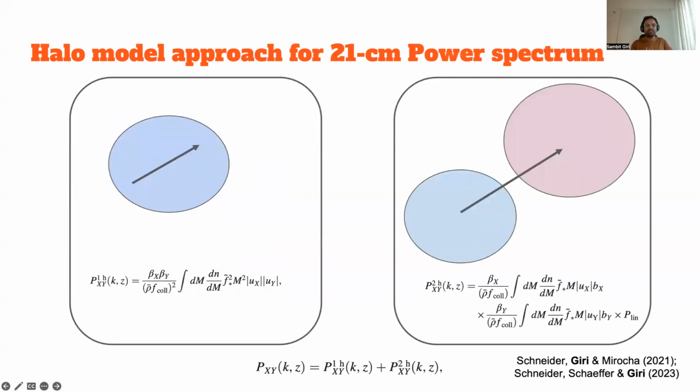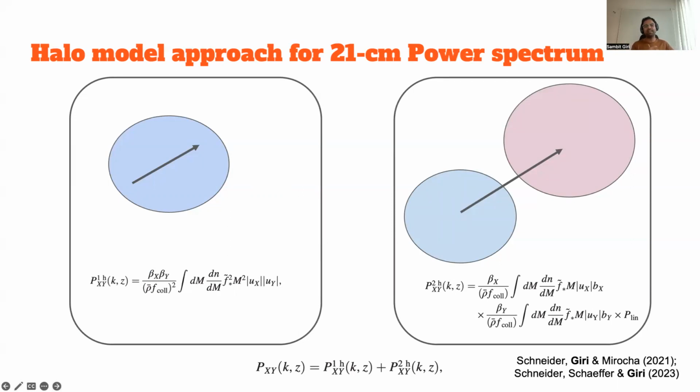I just want to mention that the power spectrum is defined by two terms, namely the one halo term and the two halo term, that are pictorially shown in the left and right panel respectively. The one halo term gives the correlations between the points inside the sphere of influence of the same dark matter halo, whereas the two halo term gives the correlation of points in two different spheres.